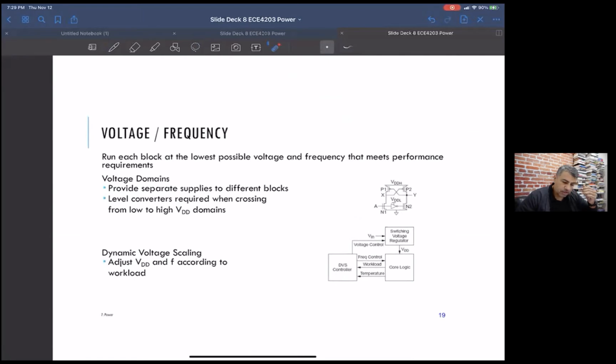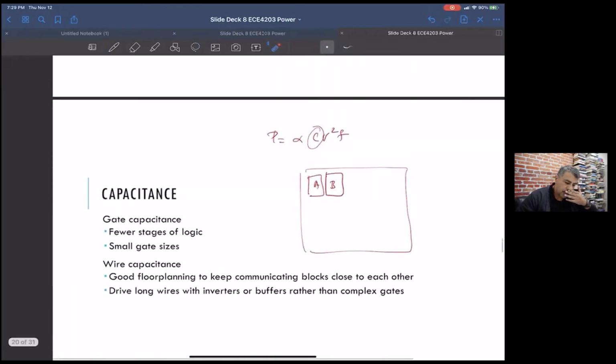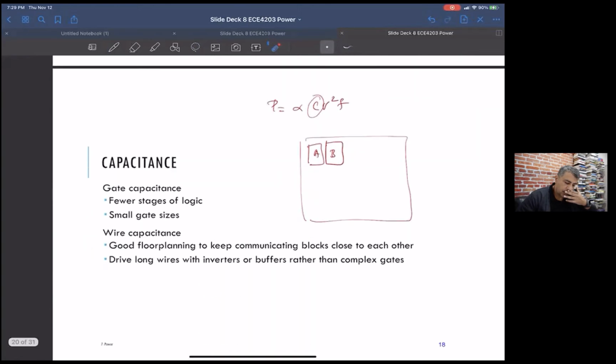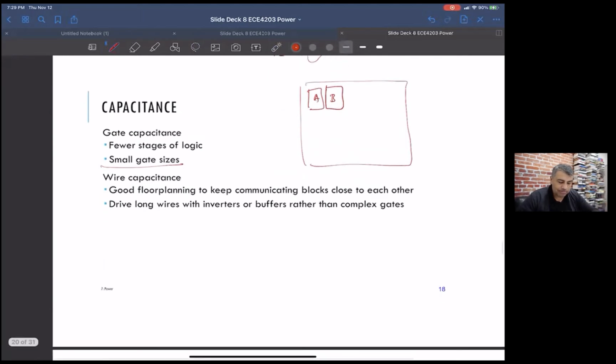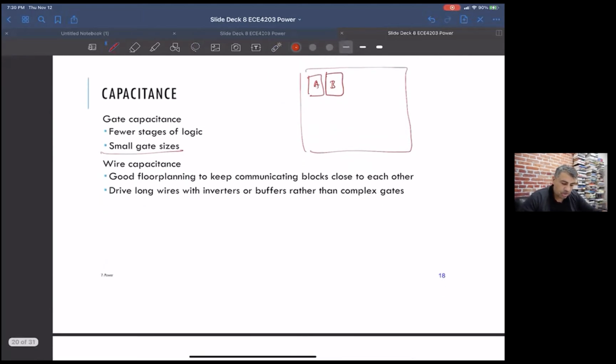Actually, before I talk about that, let me go back to transistor sizing. I wanted to say one more thing. We touched on it in the delay part of the discussion, but not a whole lot. So let me just talk about it again.